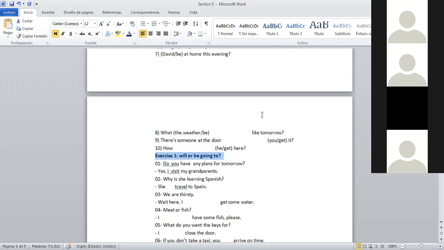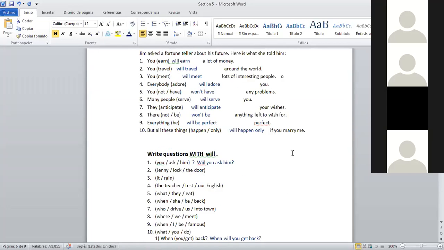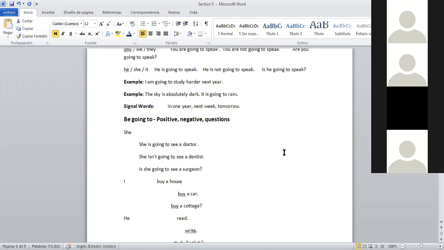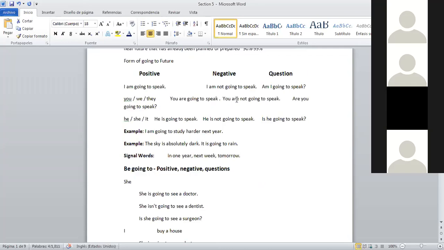That is the easiest part. Now, here it comes a little more complicated. Again, I'm going to go back to "be going to." Remember, if something has been planned or prepared, or is 90 to 99% sure that it is going to happen, we are going to use "going to." Is that clear?